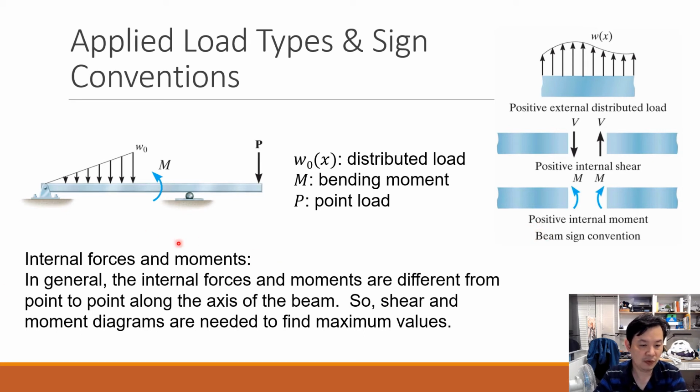And for internal force and moment, they are different point by point along the axis of the beam. So this is very common in your applied loads and also in your internal force distribution and moment distribution. Therefore, shear and moment diagrams are needed to find the maximum value. Of course, that also means that the shear and moment diagram should be much more complex than all the other diagrams. All right.